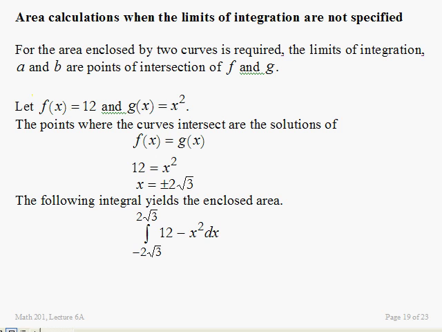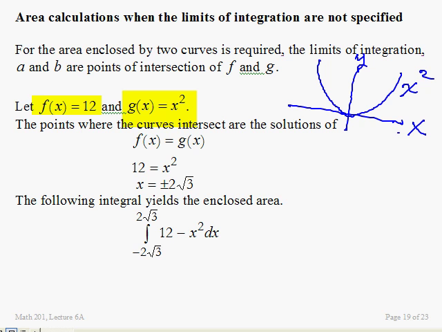Here's an example. Let's say f of x is just 12, a horizontal line. g of x is x squared. I want to find the points where these curves intersect because I want the region between them. Let me draw that a little bit for you. This is x squared, so to speak. Here's my y, here's my x-axis. That's the g of x. Here's the f of x. If this is 12, then f is equal to 12.